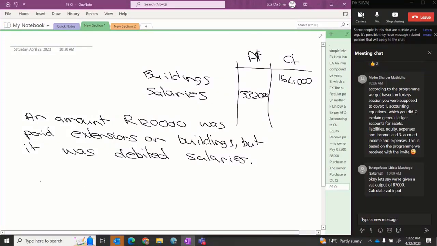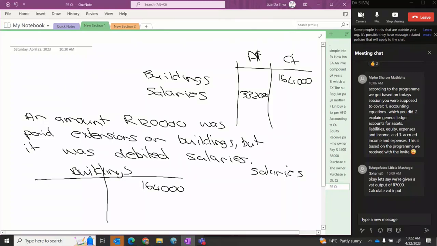Okay, so the first one, according to the trial balance, is buildings. So according to them, your buildings, which is actually an asset, it's got a credit balance of 164, and then the salary account, just write it there. But salary account is an expense, so that's fine. That amount is there.